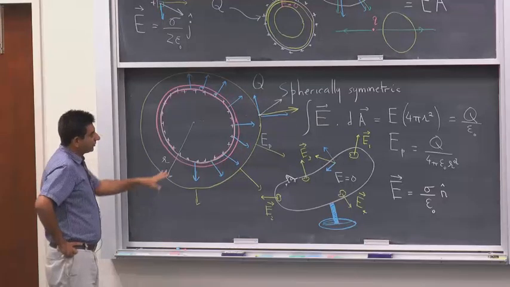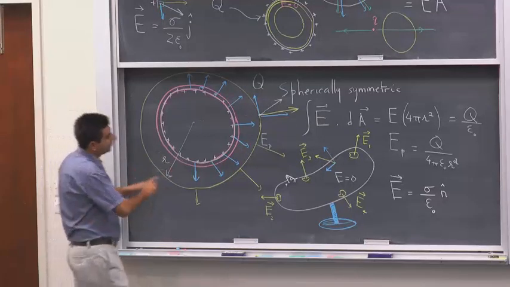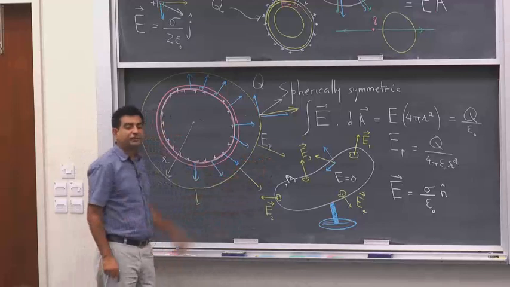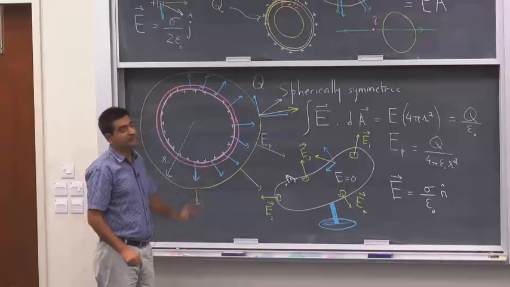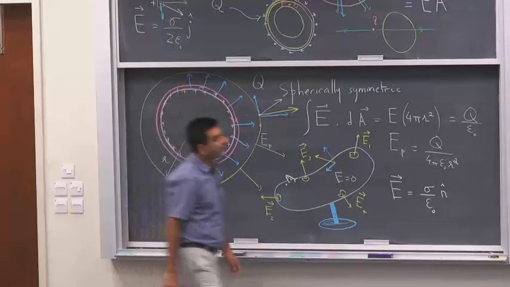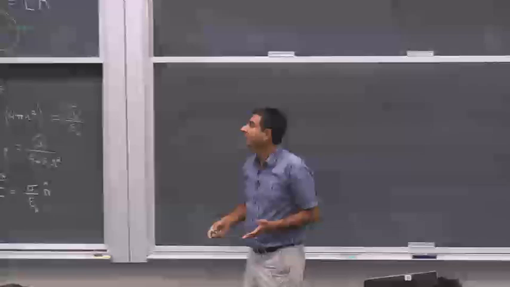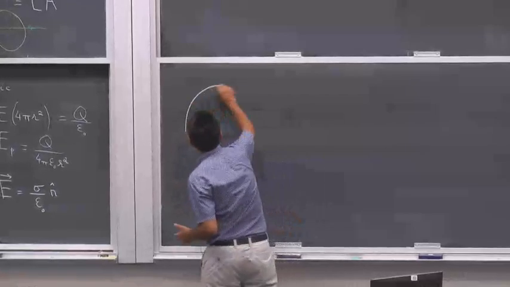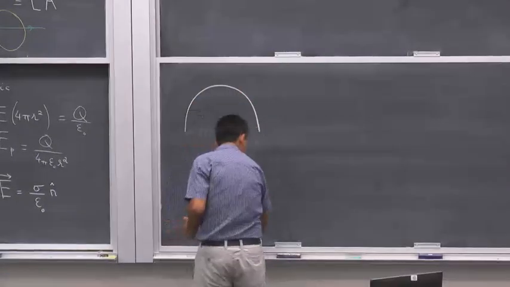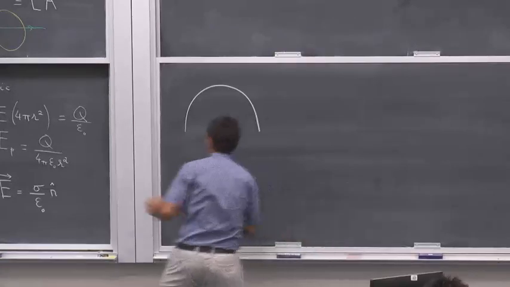Now, alright, so this is the electric field due to a conductor. It's always pointing normal to the surface of the conductor. Now let's look at another example. Suppose I have a sphere, but now that sphere is really composed of 2 kinds of hemispheres. Okay? So I have a top hemisphere and I have a bottom hemisphere.